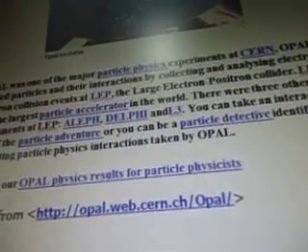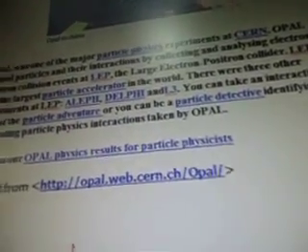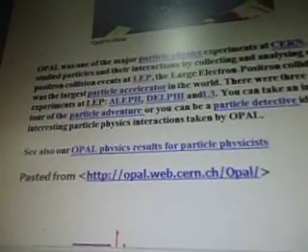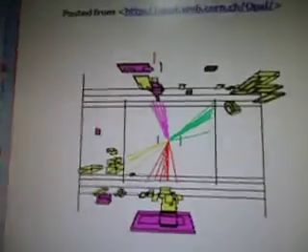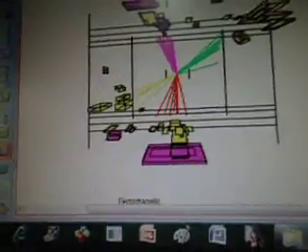You can take an interactive tour of the particle adventure, or you can be a particle detective, identifying interesting particle physics interactions taken by OPAL. So they have this fun little website you can go to, opal.web.cern.ch/OPAL. Okay, and there's the test that they're doing.